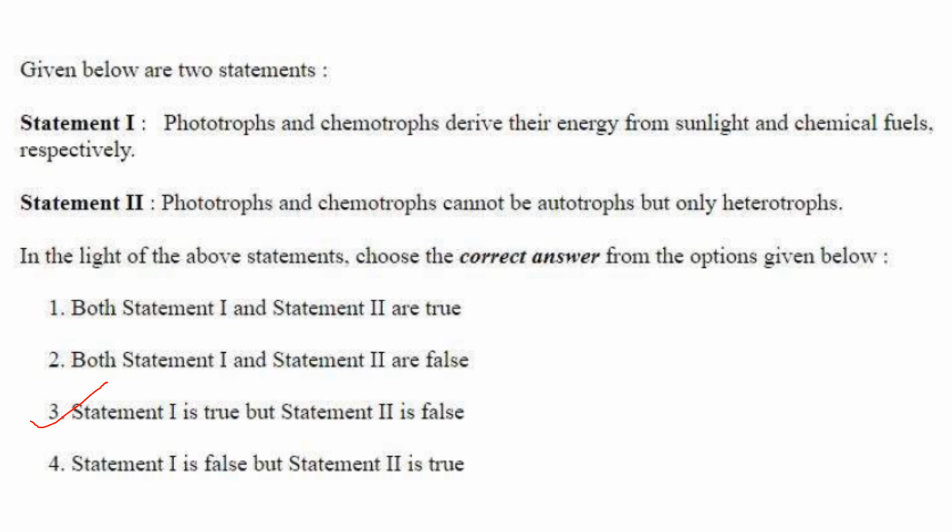And then you have got chemotrophs. They are also two types, that is autotrophic chemotrophs and heterotrophic chemotrophs. Autotrophic chemotrophs, they obtain energy from chemicals to fix nitrogen into organic compounds, that is sulfur oxidizing bacteria. Then heterotrophic chemotrophs, they also use chemical energy but obtain carbon from other organic sources. So the answer here is statement 1 is true but statement 2 is false. Answer is option 3.